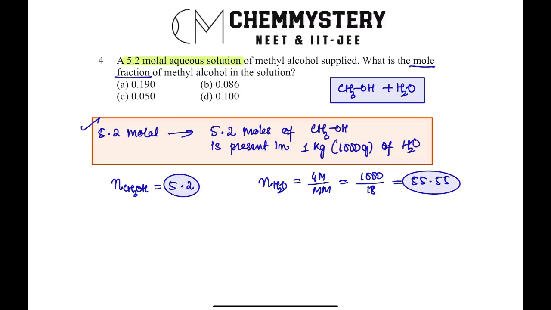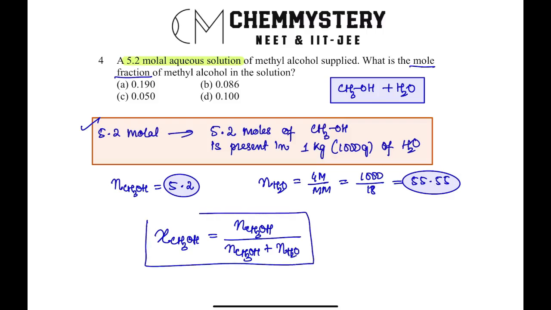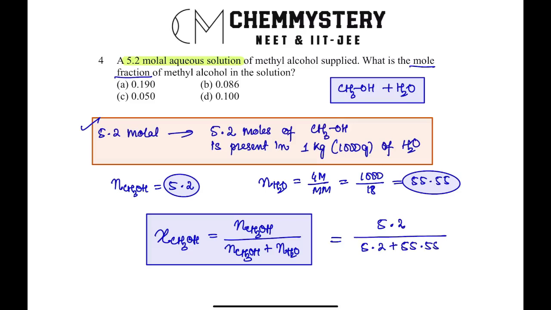We need to find the mole fraction for the solute, CH3OH. So it is equal to mole of the solute divided by the total mole, that is mole of the solute plus mole of the solvent. This is the formula for mole fraction of solute. Let's put into the formula. This is 5.2 divided by 5.2 plus 55.55.